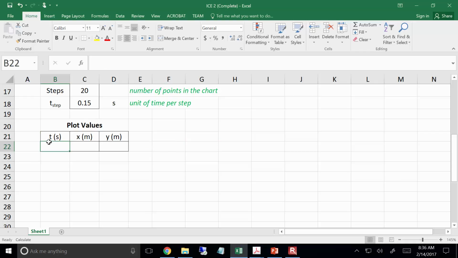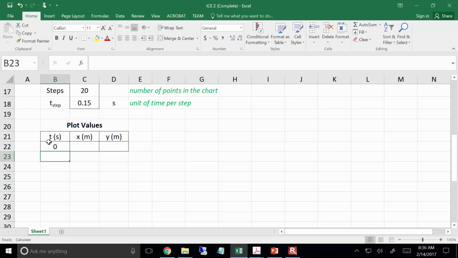We're going to start off at a time of 0. So you can literally type in the number 0 right here. And then I want points plotted every 0.15 seconds. Now, I'm not going to say 0.15 and then 0.3 and do that. I'm not going to do that. I want to reference this cell right here. So I want you to think about this. Every row that goes down, I want it to increase by that much.